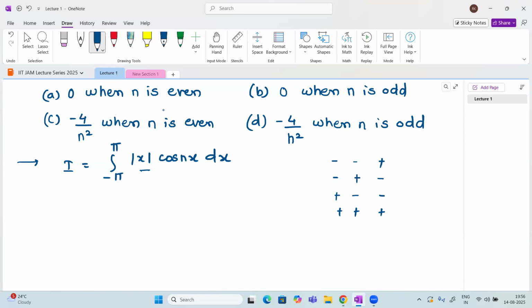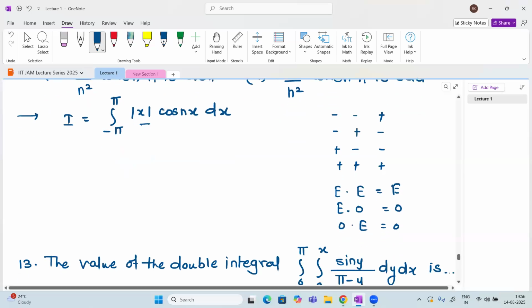Mod x is an even function. In case of even and odd also, the same rule is applicable. Even into even is an even function. Even into odd is an odd function. Odd into even is an odd function. And when you have two odd functions, again, it will be even.